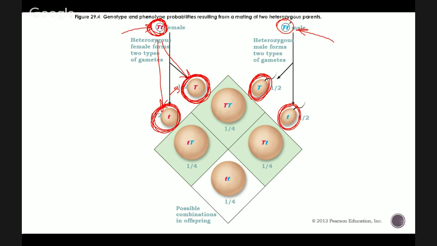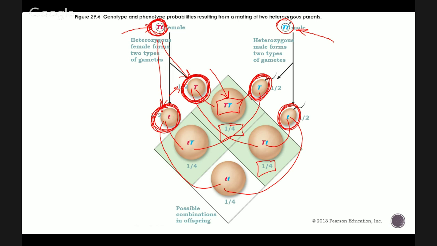So what you do is you just combine them, put the uppercase T's together, and here we've got the lowercase t with the uppercase T. We've got the lowercase t with the lowercase t from here, uppercase T with the lower. So you just combine them, and then you look at the probability. So you can see that there's a 1 out of 4 chance that it's going to be, if this were dominant recessive, homozygous dominant.